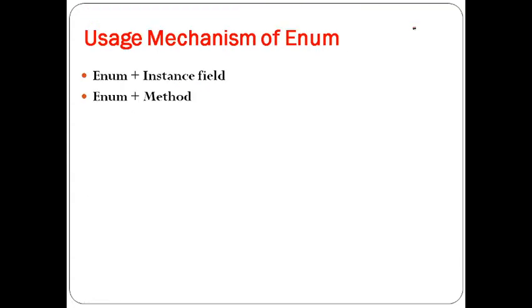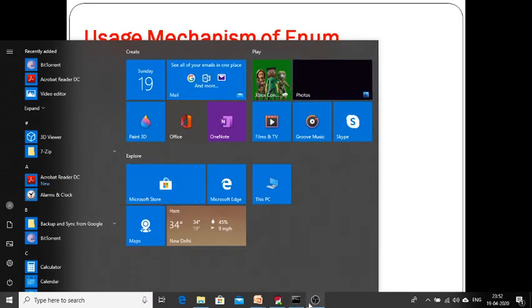And also in the previous slide, I discussed at the start of the class how the Java enum differs from the C and C++ enum. In Java we also have instance fields, and in an enum we are also having methods. So these two things I will discuss with two simple programs. Try to understand.